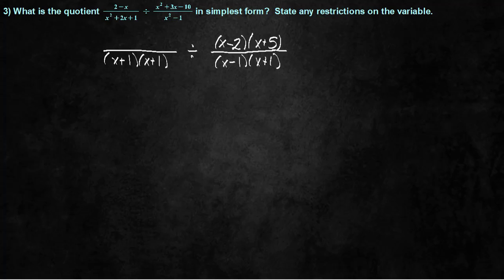Let's look at this question number 3. We want to find out what the quotient is of 2 minus x divided by x squared plus 2x plus 1 divided by the quotient of x squared plus 3x minus 10 divided by x squared minus 1.